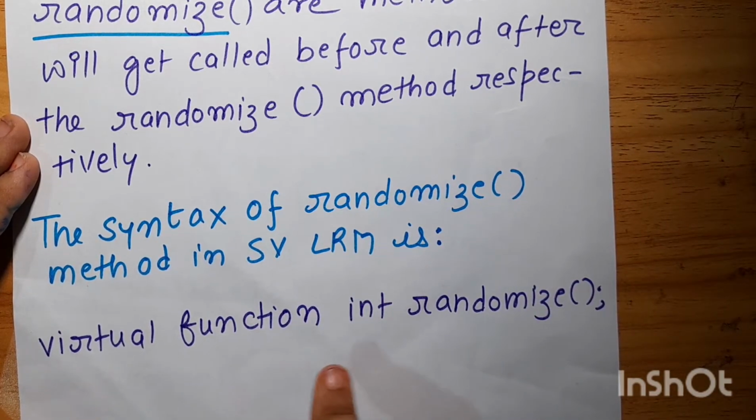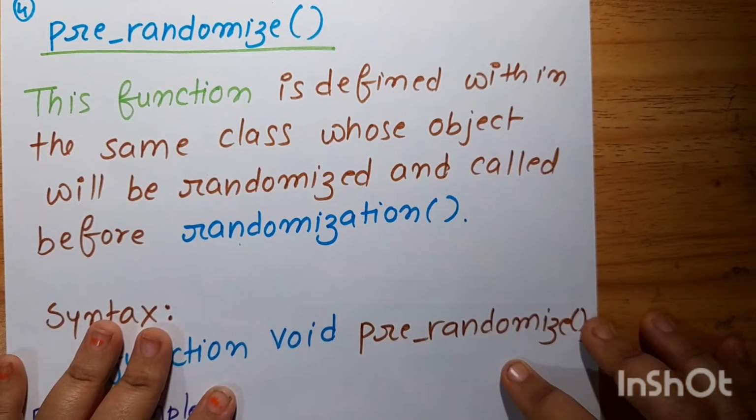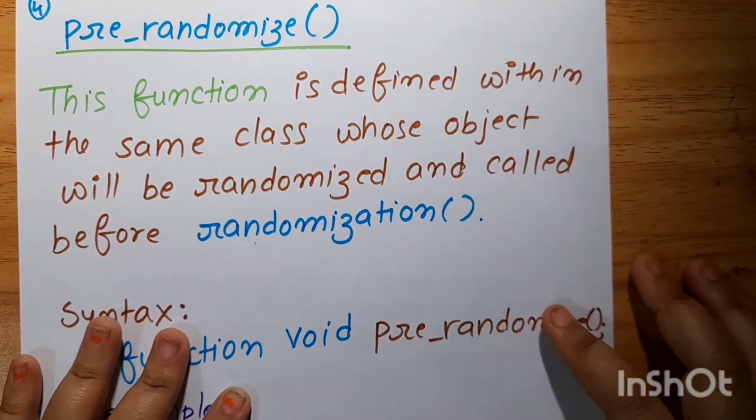Virtual function int randomize. Why is virtual used? The virtual keyword is used for the function so that in future, when we make a child class by extending a particular class, this randomize function can be overridden. Now let us see the pre_randomize method.